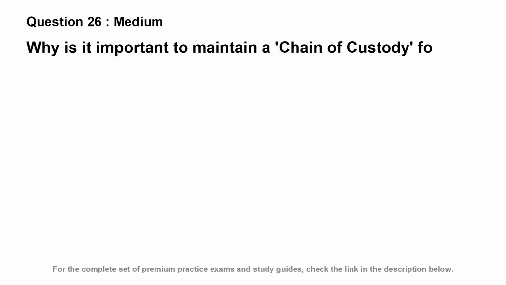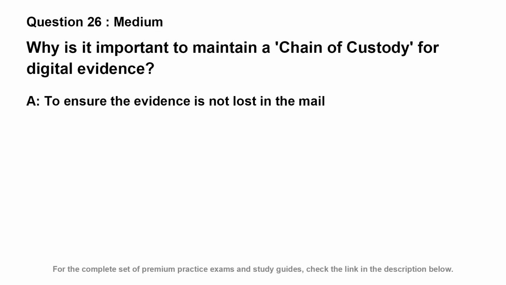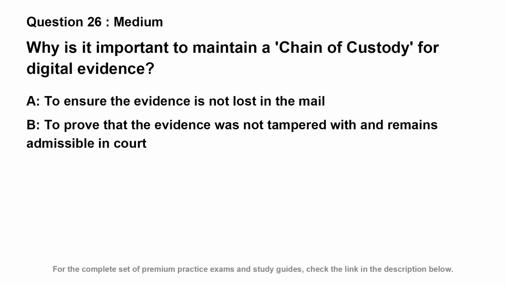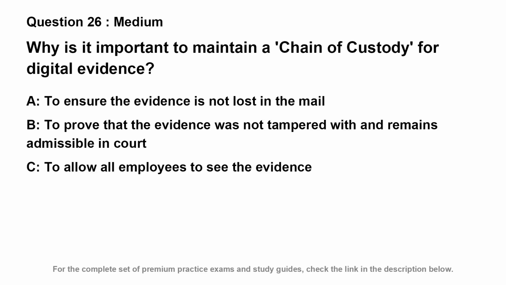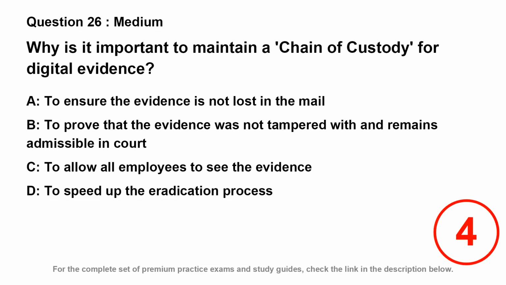Why is it important to maintain a chain of custody for digital evidence? Option A, to ensure the evidence is not lost in the mail. Option B, to prove that the evidence was not tampered with and remains admissible in court. Option C, to allow all employees to see the evidence. Option D, to speed up the eradication process.